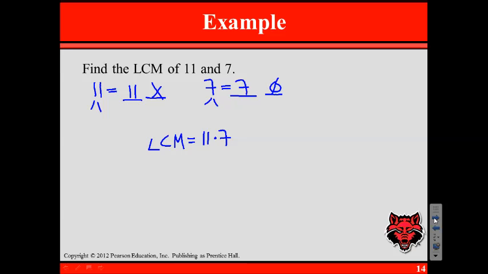And since those are the only numbers that are represented in the prime factorizations, those are the only numbers that are represented in my least common multiple. So we go ahead and multiply that. 11 times 7 is 77.